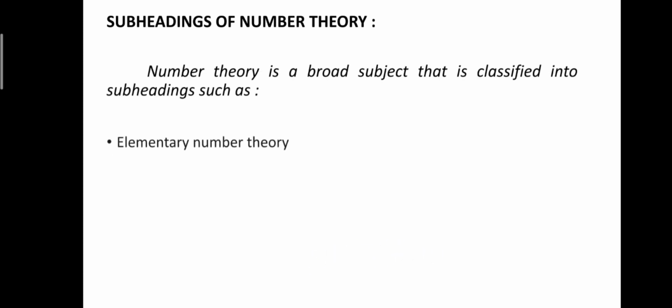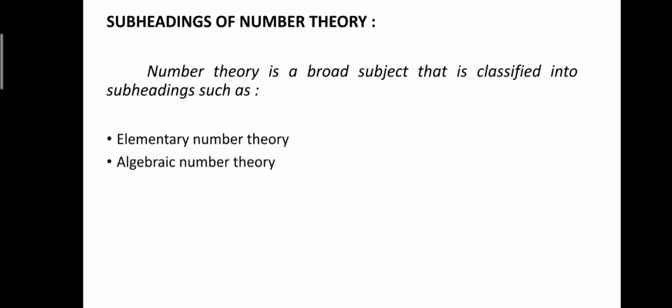Number theory is also divided into some subheadings. The first one is elementary number theory, in which integers are studied without use of techniques from another mathematical field. The next one is algebraic number theory, in which the concept of number is expanded to the algebraic numbers, which are roots of polynomials with rational coefficients. The further one is analytic number theory. It is a branch of number theory that uses methods from mathematical analysis to prove theorems in number theory.